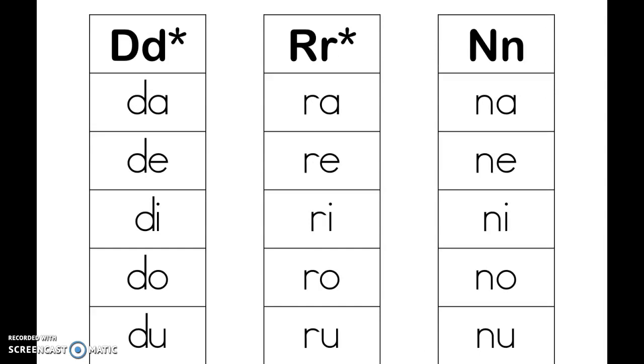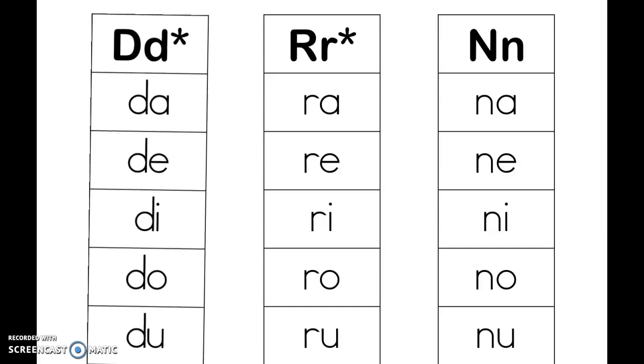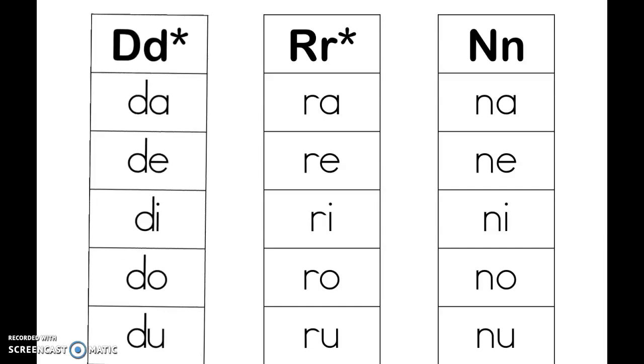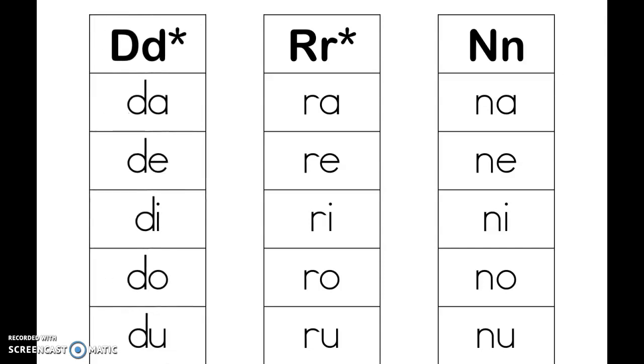Letra D has 2 sounds. So the first one is da, de, di, do, du. The next one is da, de, di, do, du. Like them or that. So the first one was da, de, di, do, du. And the second one is da, de, di, do, du.